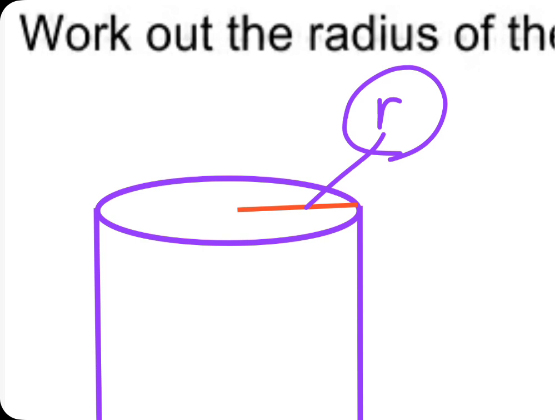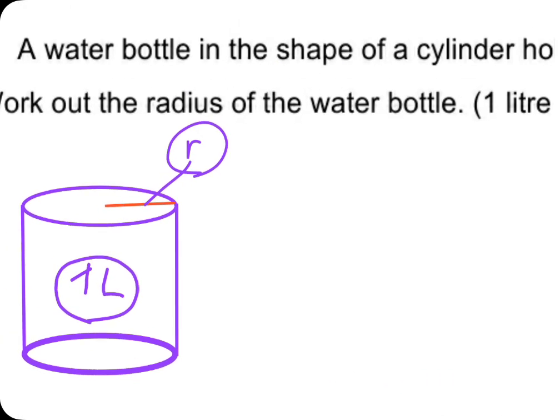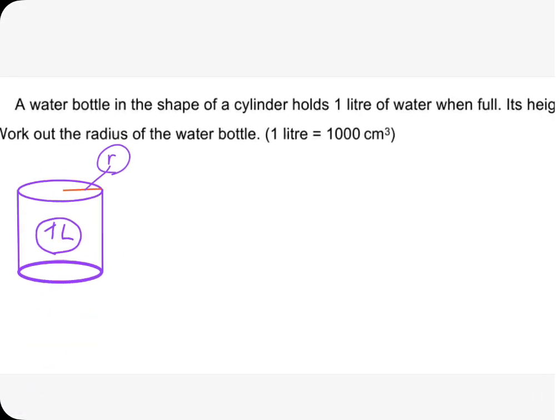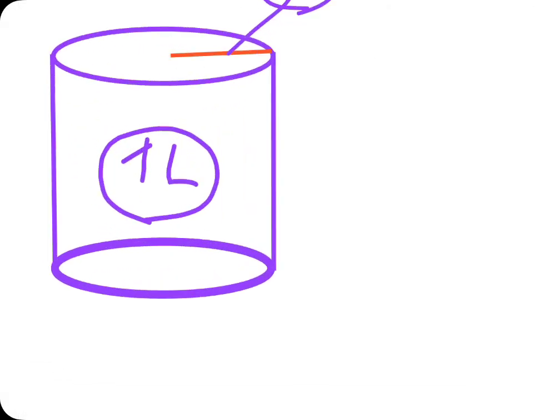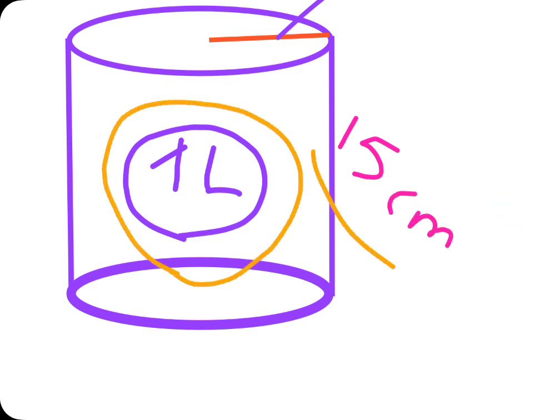Now, to find the radius, we need to use all the things that we have. The first thing that we know is that the water bottle can be filled with 1 liter of water. So this is the volume of the bottle. And we know that the length of the bottle, or the height of the bottle here, is 15 centimeters. So we know the volume and we know the length. After knowing the volume and the length, we're going to use the formula of the volume itself.